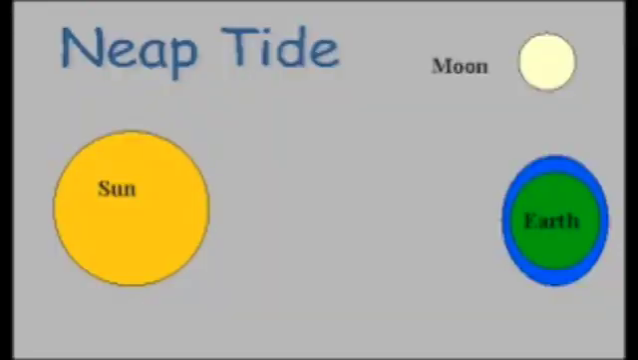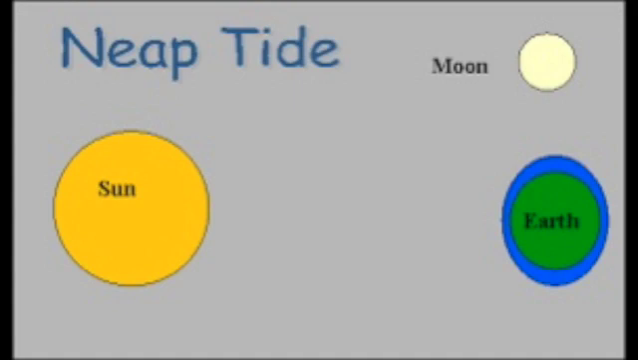Another type of tide we haven't talked about is the neap tide. A neap tide is the opposite of a spring tide. It is when the water level changes the least between tides, meaning there isn't as big of a difference between high and low tide.